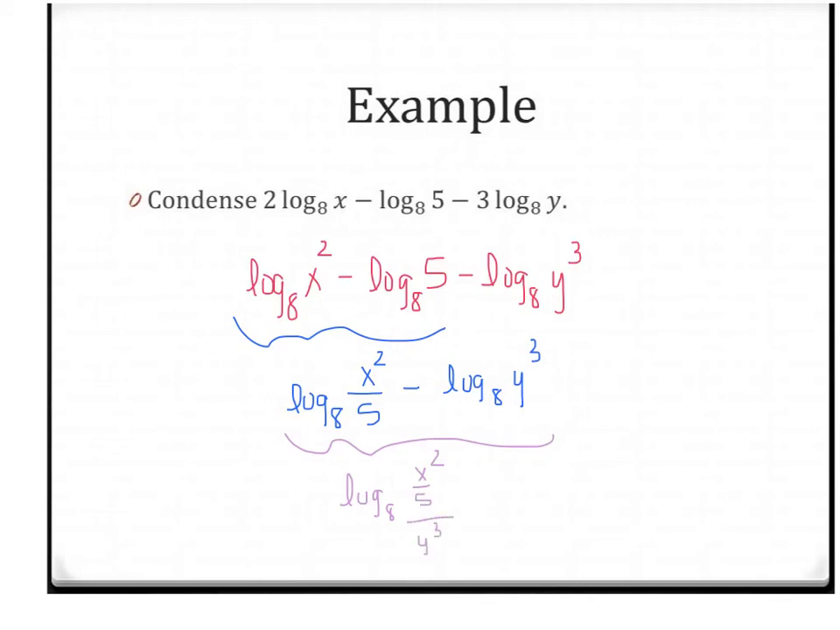Okay, but I'm not going to leave it like that, because essentially what I have is a fraction divided by a fraction. If you remember how you divide fractions, you multiply by the reciprocal. So this part becomes x squared over 5 times 1 over y cubed. So multiply straight across.